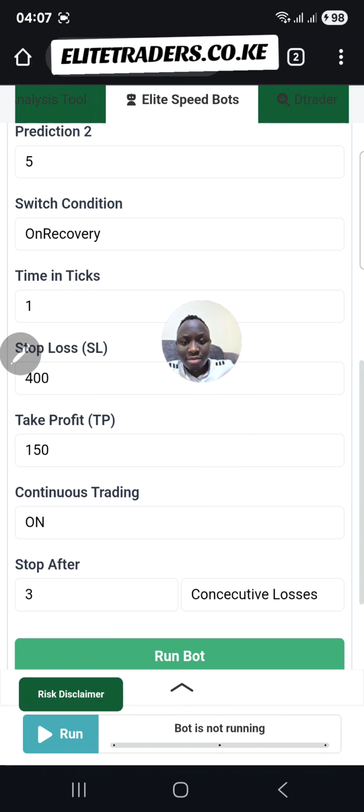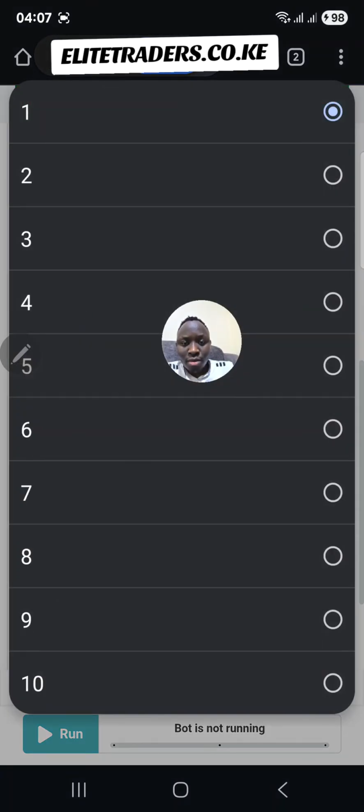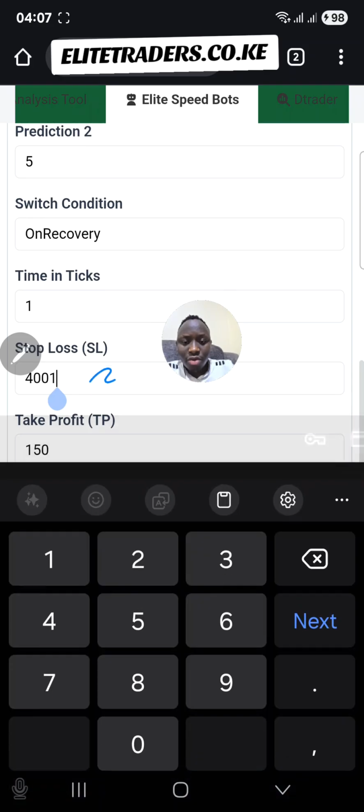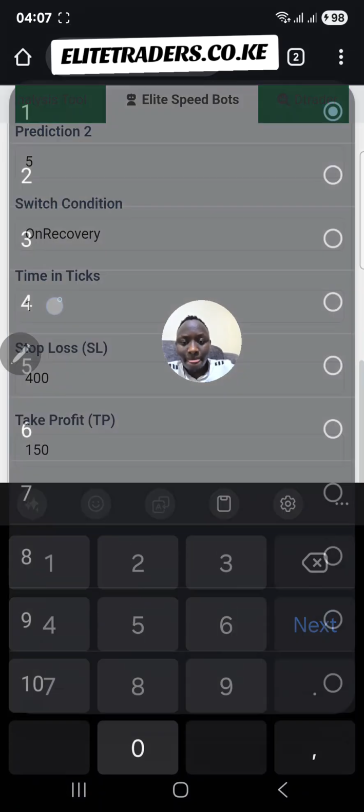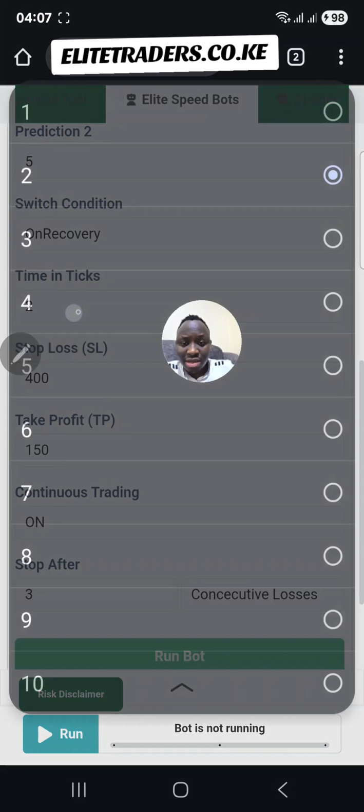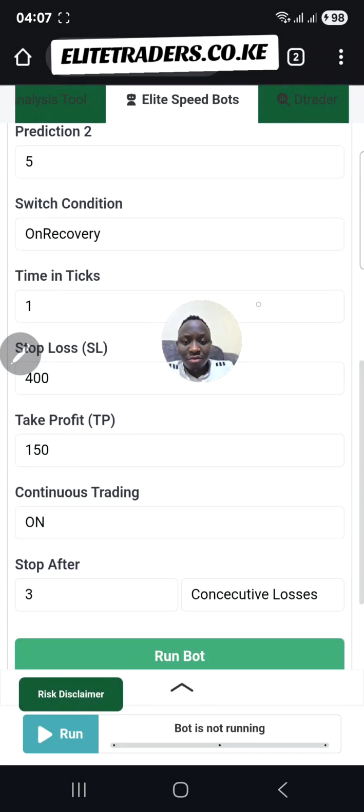Then there's something else that I also need to let you know. We have this other option here: if you feel the speed of the robot is too high, you can also manage this by clicking here. For example, you can trade at a speed of 2 ticks, 3 ticks, but personally I want to trade at a speed of 1 tick.